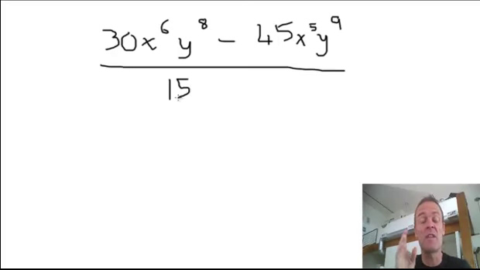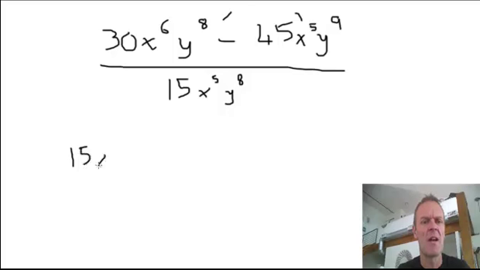Shortcut for this now, remember, with the x's and the y's, what's the smallest x? Looks like the x5. It's got to be in both of them. To factor an x out, it's got to be in both of them. What's the smallest y? It's this one here, the y8. So remember, that is my greatest common factor: 15x5y8.